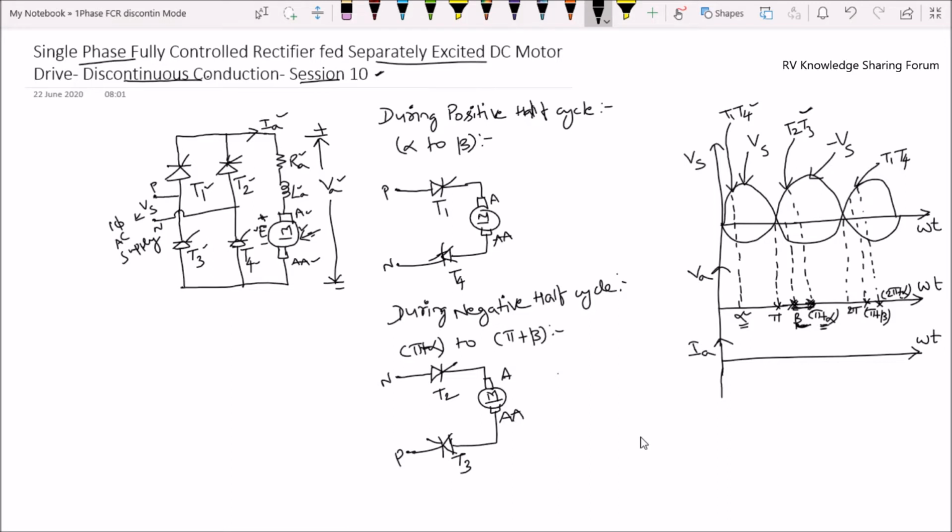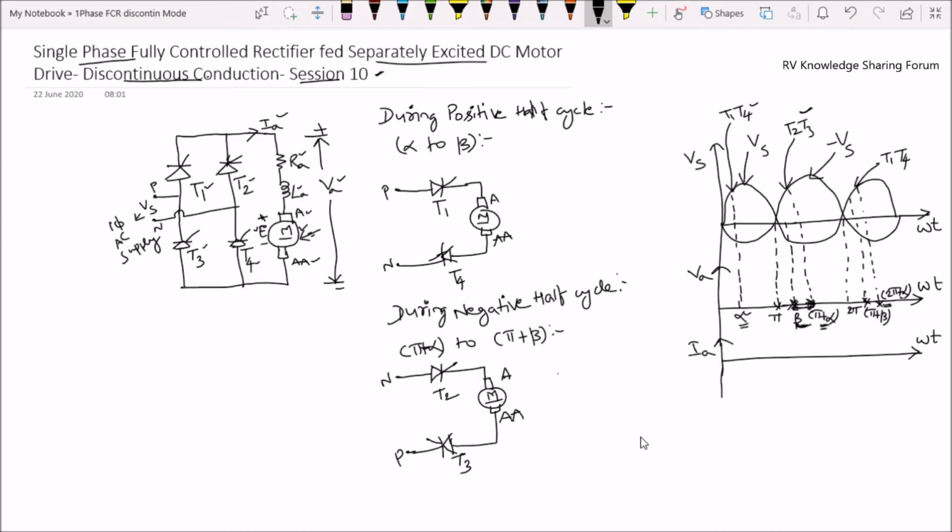The next pair of thyristors, T1 and T4, starts conducting at 2 pi plus alpha. Therefore, if you observe this, from pi plus beta to 2 pi plus alpha, the current is 0. Therefore, there is a discontinuity in the current. So while I am drawing the current waveform, you can understand still better what the discontinuous mode of operation is.